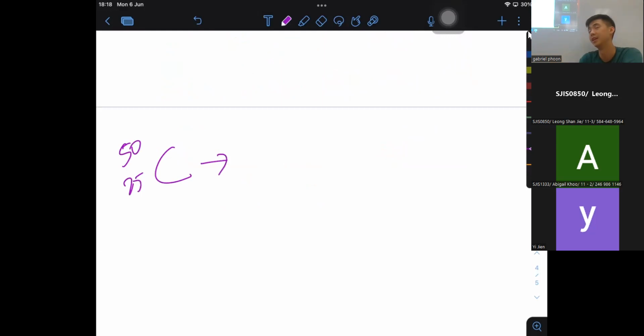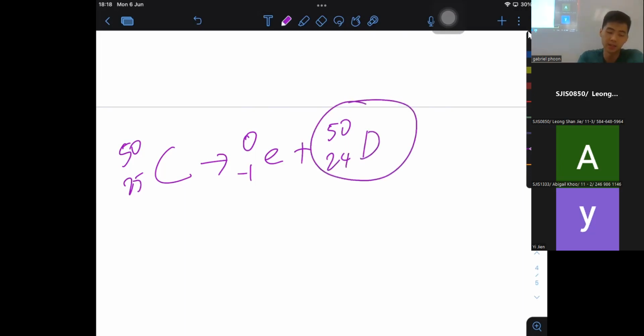If it goes through a beta decay, first thing is it's going to spit out a beta particle. Jialao, what's the beta particle again? 0, -1? No, electron, right? If it goes through a beta decay, it will become a daughter nucleus as well. So 50 minus 0 is still going to be 50. Is 25 minus 1, 24 here? Is this correct? Guys, if you learned this in school already, what's wrong with this equation? 24 minus 1 is 23. This is 25, by the way.